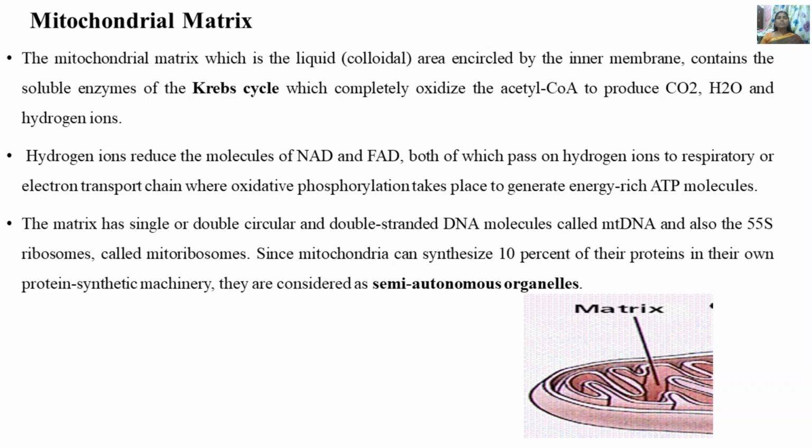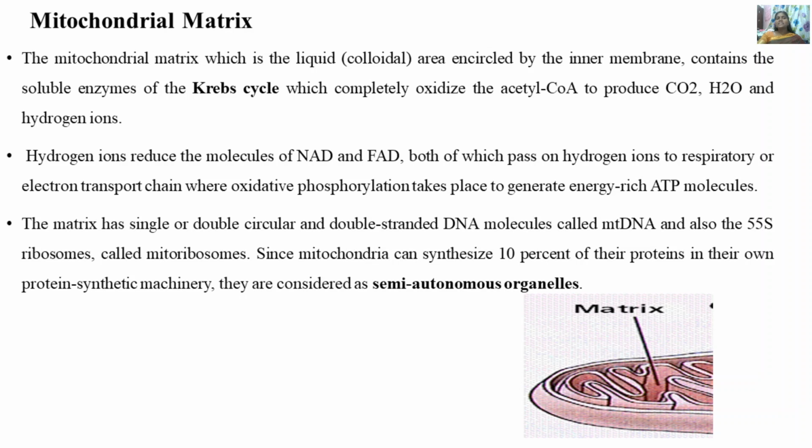Mitochondrial matrix. The mitochondrial matrix, which is a liquid colloidal area encircled by the inner membrane, contains the soluble enzymes of the Krebs cycle, which completely oxidize acetyl-CoA to produce carbon dioxide, water and hydrogen ions. Hydrogen ions reduce the molecules NAD and FAD, both of which pass on the hydrogen ions to the respiratory or electron transport chain, where oxidative phosphorylation takes place to generate energy-rich molecules, that is ATP.